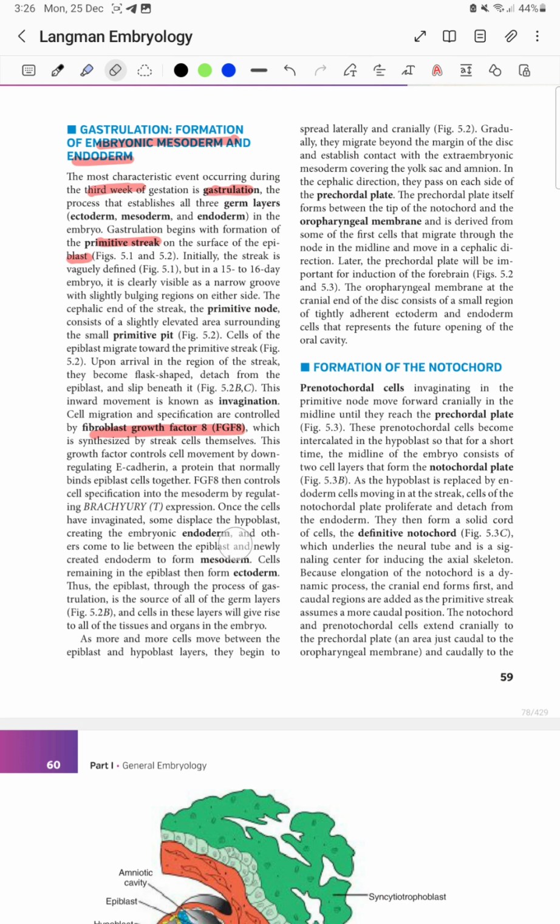They form endoderm, and some of the cells from the epiblast come between the endoderm and the upper epiblast cells, and they form mesoderm. The remaining cells of the epiblast then form ectoderm. Thus the epiblast, through the process of gastrulation, is the source of all the germ layers, and cells in these layers will give rise to all of the tissues and organs in the embryo.